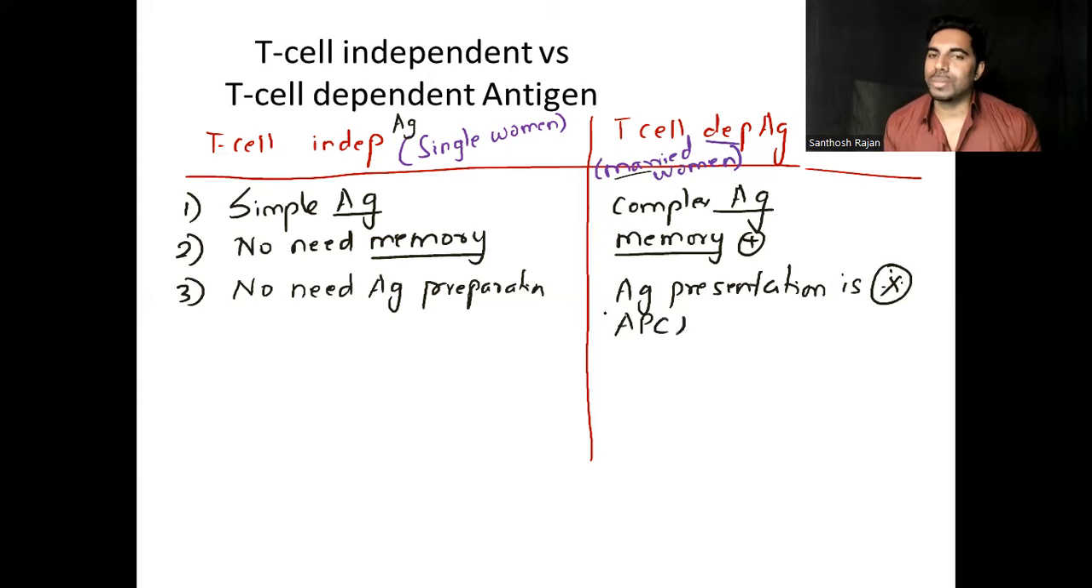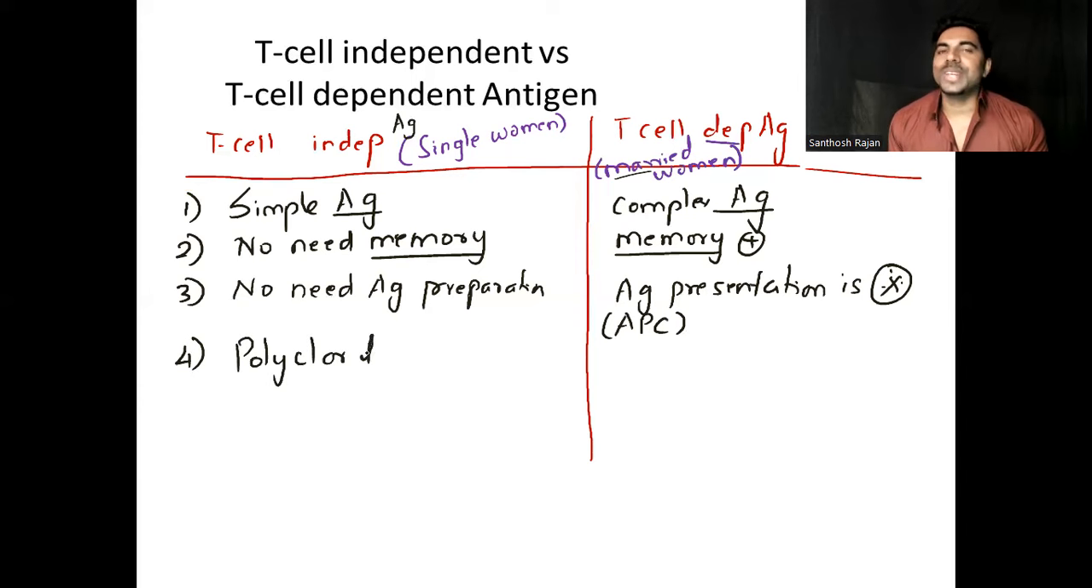Antigen presenting cells are important in this one. But for T-cell independent, no need. You can have fun. Whatever she wants, she has fun. Because she has fun, she's polyclonal. That means polyclonal, don't take it bad, okay? She is polygamy. She sleeps with many boys. She's a single woman. She sleeps with many boys.